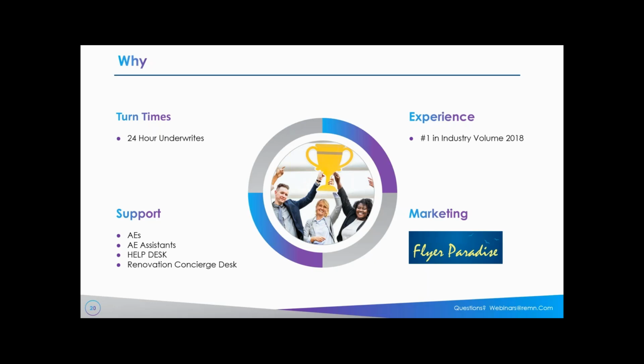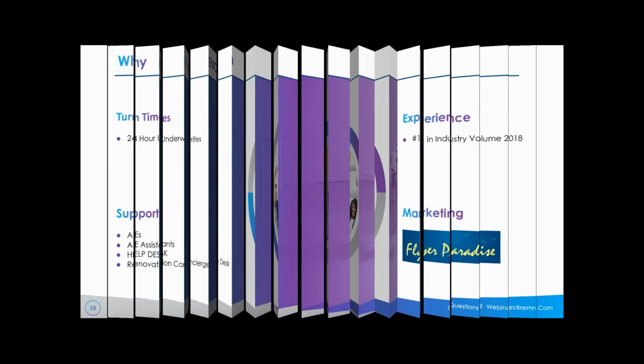And lastly, we have a crazy amount of marketing for you. Lisa, who's on the call, she's fantastic and helped out with the majority of the marketing stuff that we have on Flyer Paradise. Talk to your AE about getting credentials. You can get customized flyers for HomeStyle and 203K and VA Reno that have your name and company logo on them.